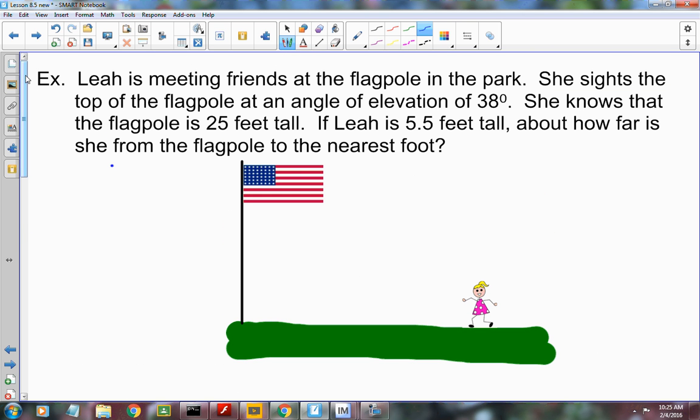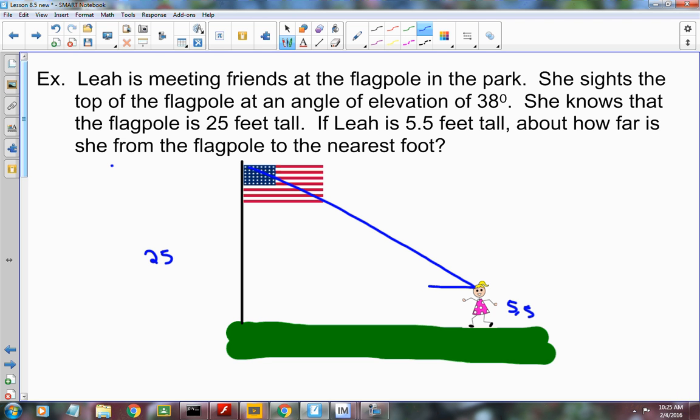Leah is meeting friends at the flagpole in the park. She sights the top of the flagpole at an angle of elevation of 38 degrees. She knows that the flagpole is 25 feet tall. If Leah is 5.5 feet tall, about how far is she from the flagpole to the nearest foot? Okay, so a couple of things it tells us: Leah is 5.5 feet tall, the flagpole is 25 feet tall, and she looks to the top of the flagpole at an angle of elevation of 38 degrees.